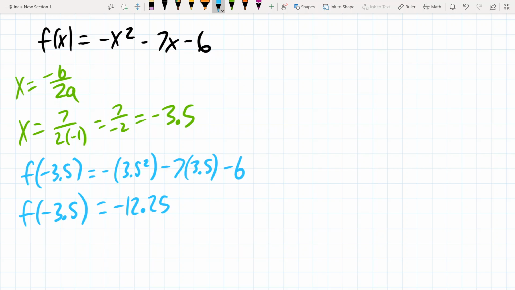Remember, with your order of operations there, you're squaring the 3.5 and then you're making it negative. I could see that as another place where people might say, okay, I'm going to square a negative and get a positive, so be careful with that. All right, and then we're doing 7 times 3.5 here, so we have minus 24.5.